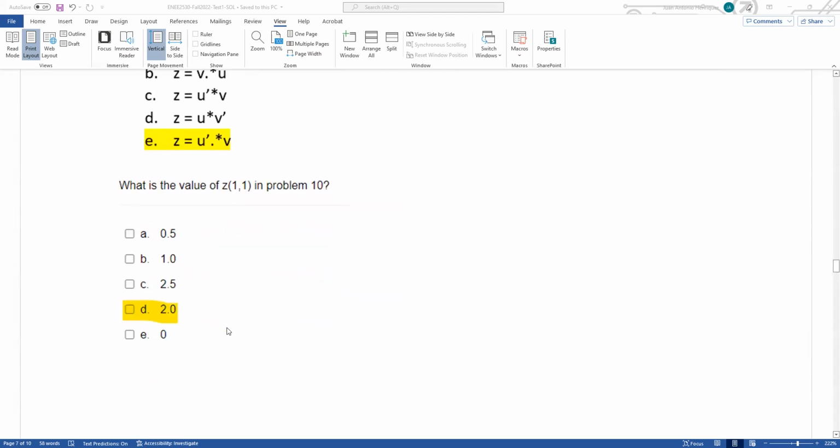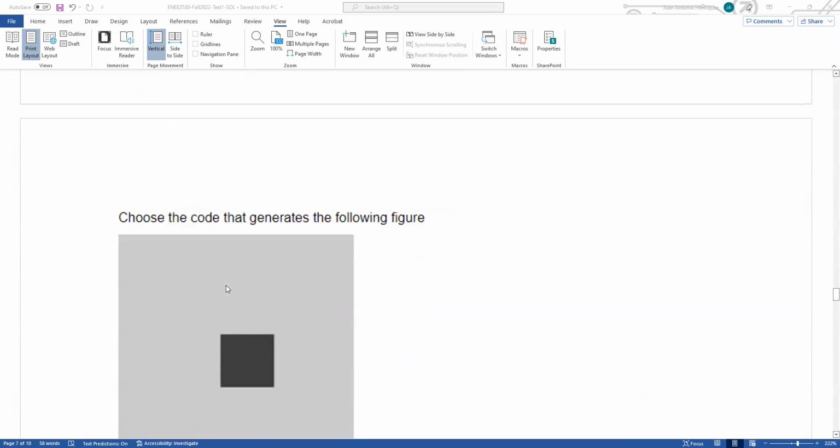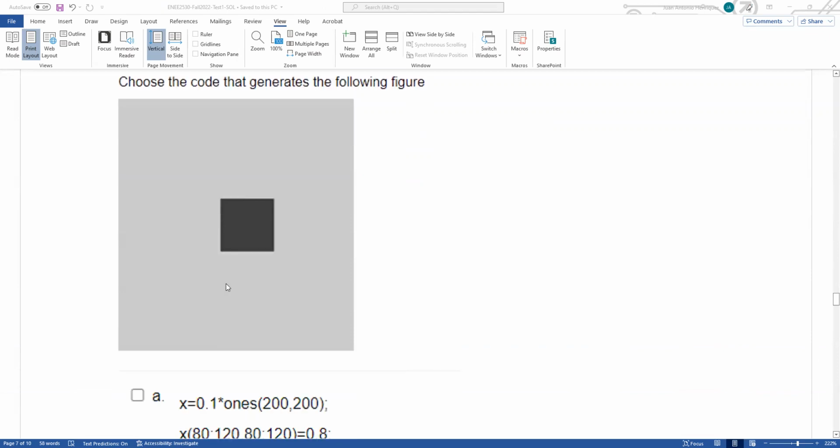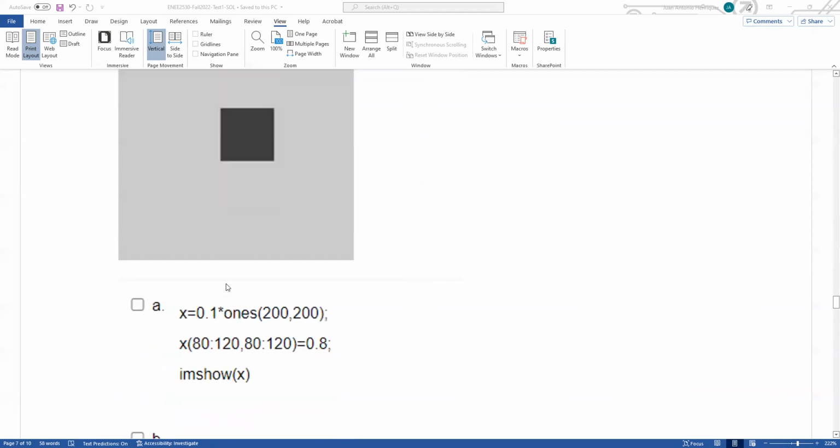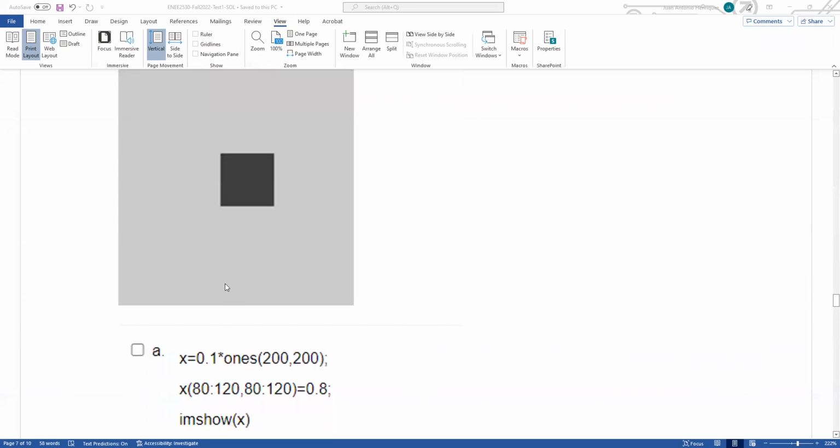Same thing for the next problem. Depending on how you interpret it, you will either see 1 as 1 or as 2. So whether you chose B or D, you also got credit, okay? The next one says, what's the code that will generate the following figure? So we have a black square in the middle of a gray square figure, right?